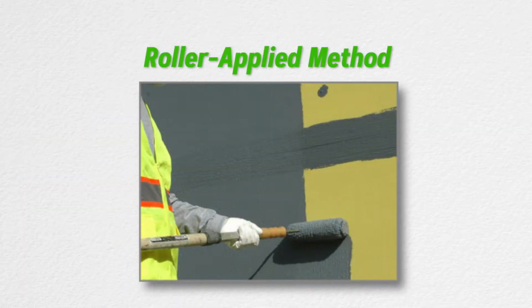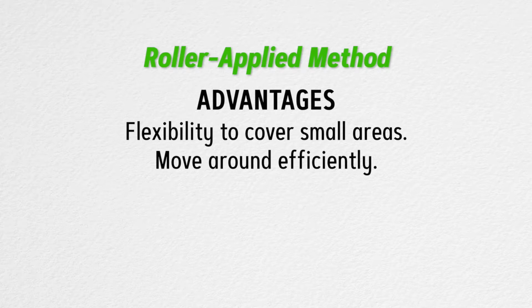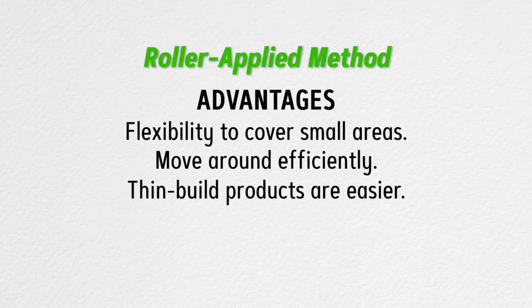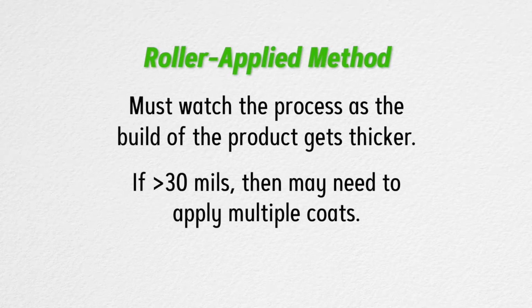Roller applied would be using a standard paint roller of varying nap thicknesses for light and medium viscosity products. With roller applied, you have the flexibility to do small areas, move around very efficiently. Thin build products are easier in roller applications. You have to watch the process as the build of the product gets thicker. Over 30 mils, you often have to do multiple coats with a roller.